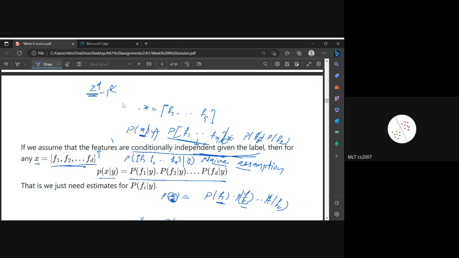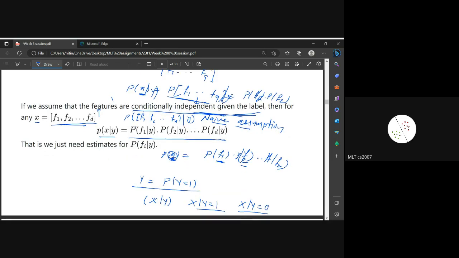But once we impose this conditional independence, any x can be written as the product of the probabilities of those feature values, right? So here we only need to know the distribution of these d features. If I know the distribution of these d features, I can find the probability of any x.